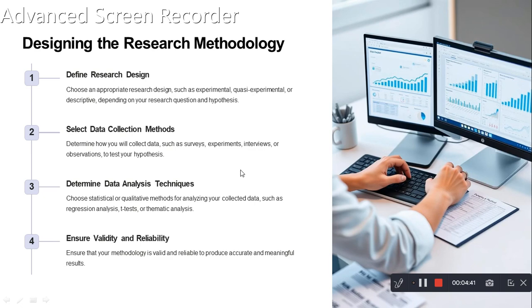Okay, after that, data collection methods. So once your architecture is ready, then you should move on to the data collection part.